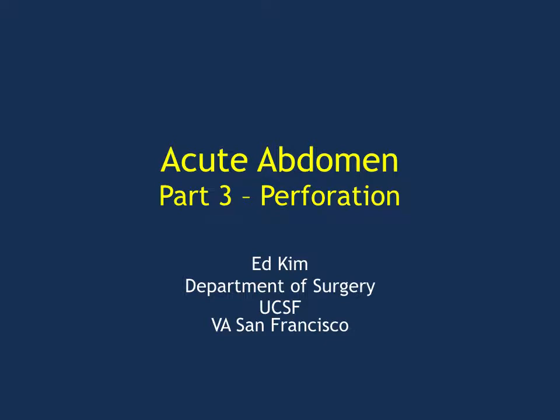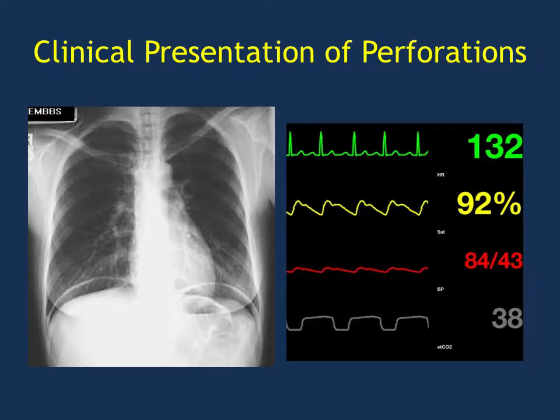This is part 3 of our acute abdomen module, and we're going to talk about the phenomenon of perforation. When we think about an intra-abdominal perforation, we usually think about a catastrophe. As on the left, we typically think about a patient with large amounts of air under the diaphragm, and on the right, with clinical signs of systemic sepsis, with tachycardia, hypotension, hypoxemia. Typically, we think of somebody who is in extremis who really needs something done very quickly.